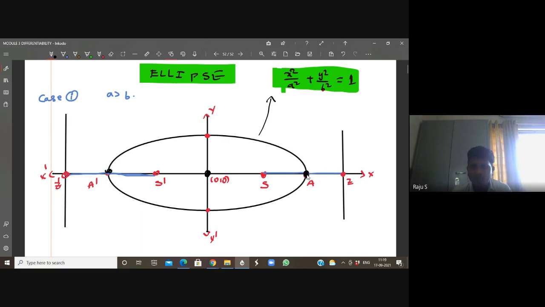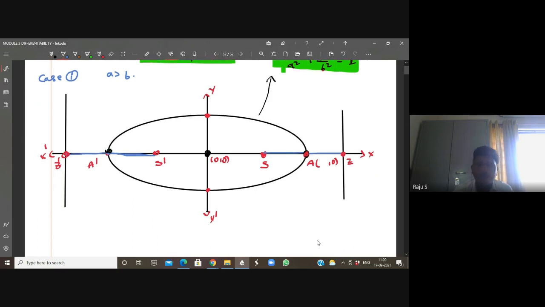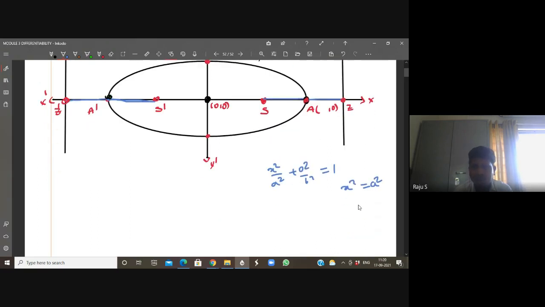So what is the point A here actually? A has an x coordinate, but the y coordinate is 0. Am I right? On the x-axis, the y value is always 0. Now, in the given equation of ellipse, we have to substitute 0 in place of y, then we get the points on the x-axis. So x square by a square plus 0 square by b square is equal to 1. So x square is equal to a square, and x is equal to plus or minus a. Am I right? These points are plus a comma 0 and minus a comma 0.